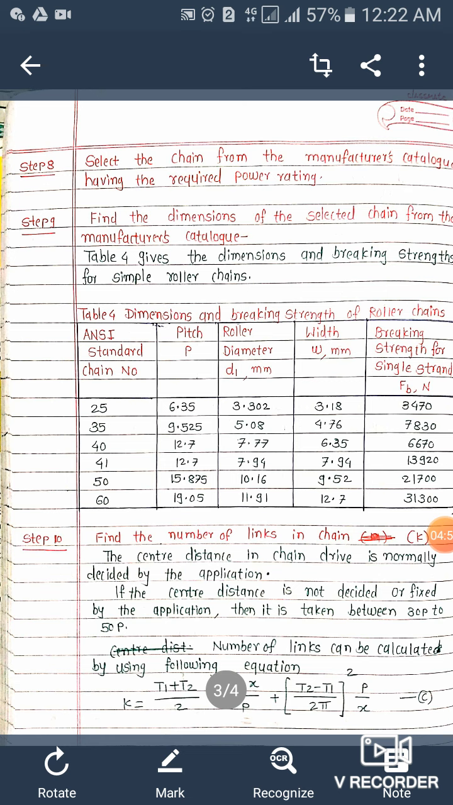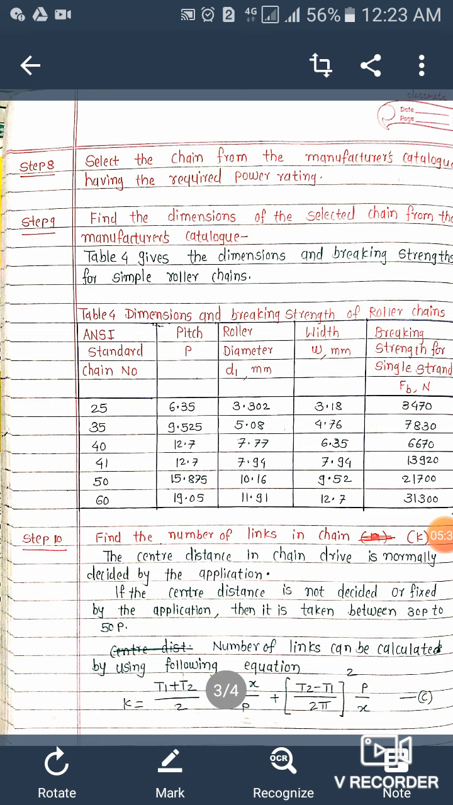So if the ANSI standard chain number is 25, then pitch P is 6.35, roller diameter D1 is 3.302, width W is 3.18, and breaking strength for single strand FB is 3470. Similarly, if the standard chain number is 35, then P is 9.525, D1 is 5.08, W is 4.76, FB is 7830 Newton. If the standard chain number is 40, then P is 12.7, D1 is 7.77, W is 6.35, FB is 6670.